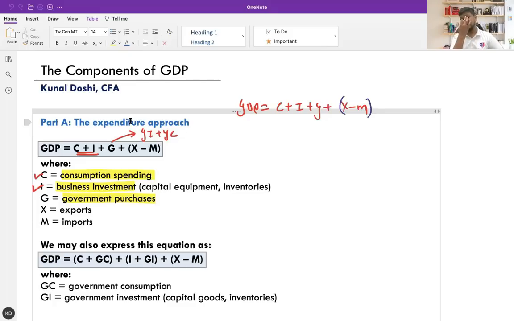If there are higher imports, then that part will be negative. If there are higher exports, then your GDP will increase. Clear?